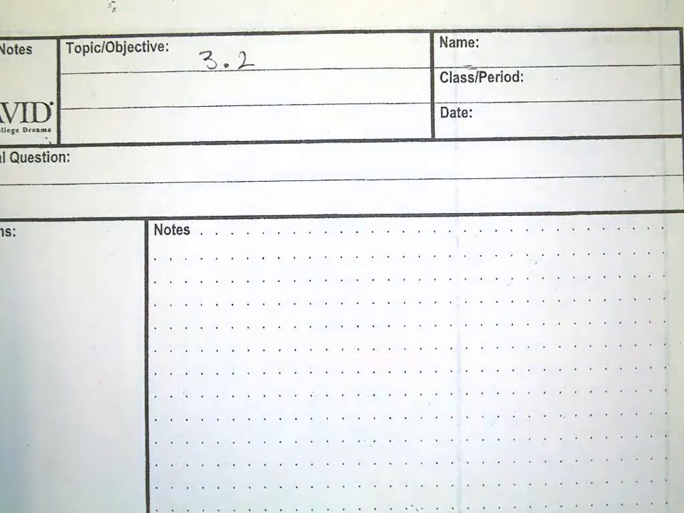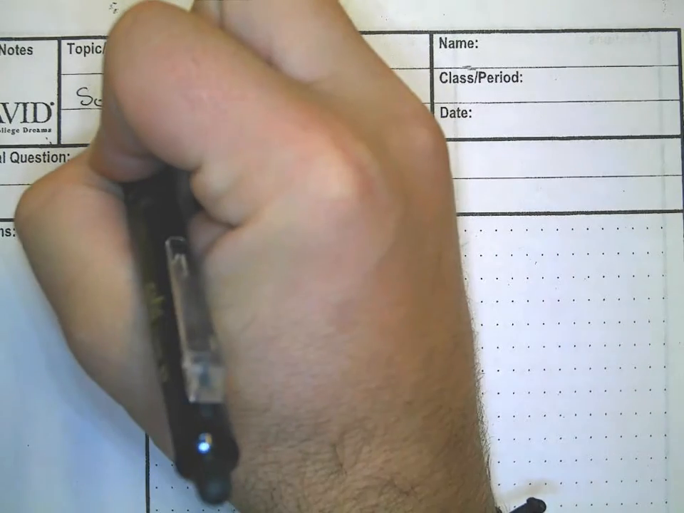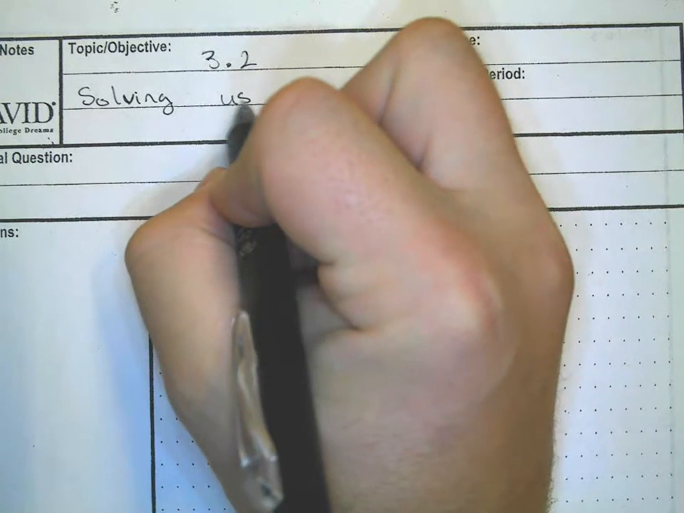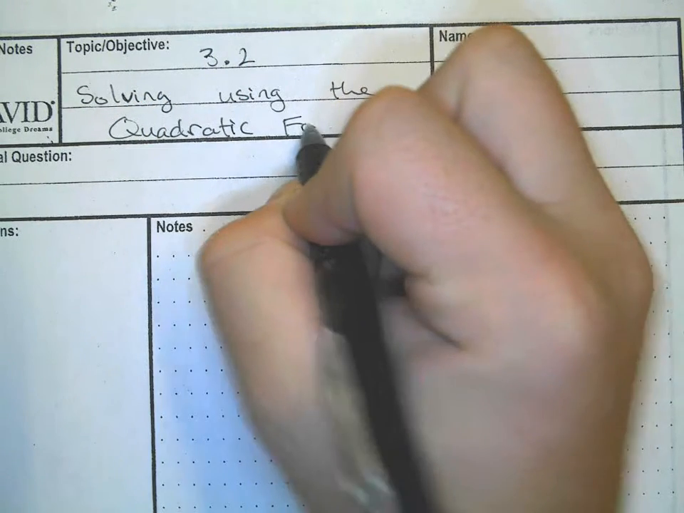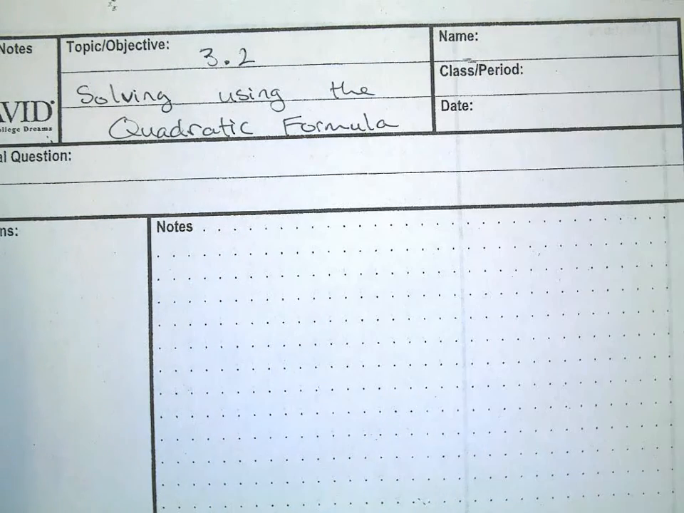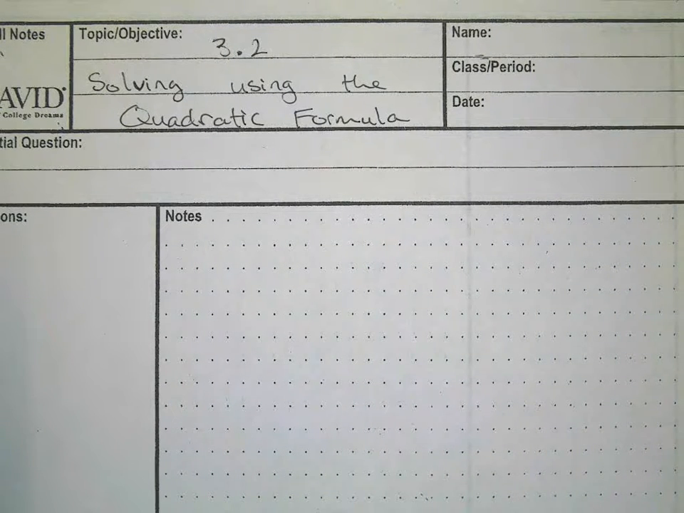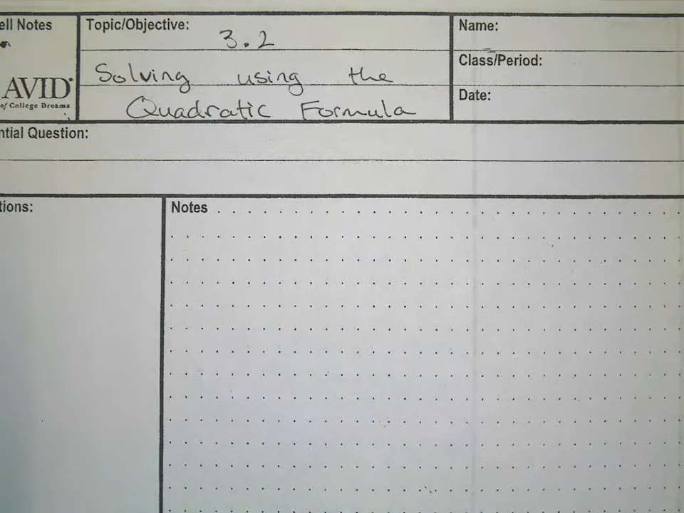So we're looking at 3.2, solving using the quadratic formula. So there's a formula we can use that lets us just plug in our a, b, and c values, and then we simplify, and we'll know what x is supposed to equal.